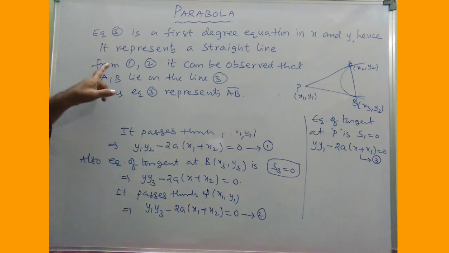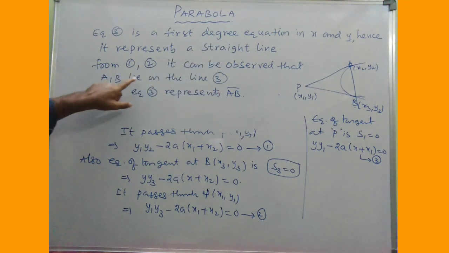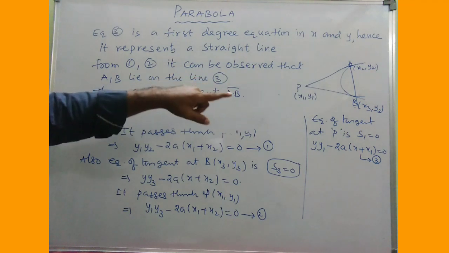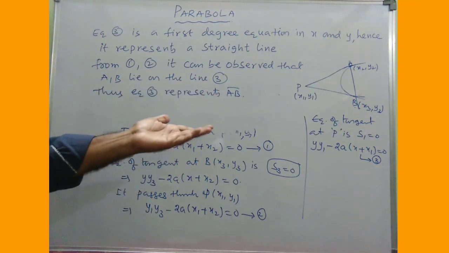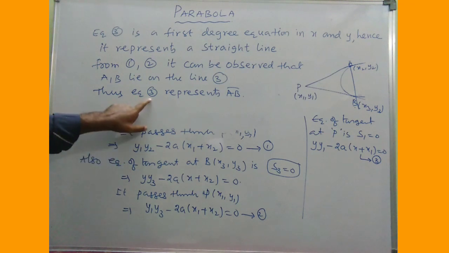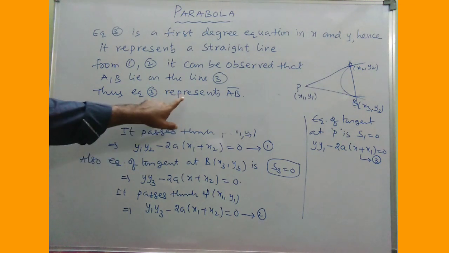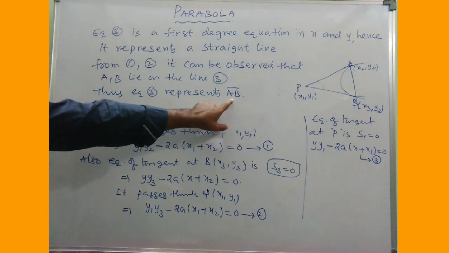And also it is observed from 1 comma 2, that A comma B lies on the line 3, isn't it? Now the tangent which is passing through P also passes through capital A and capital B. That means clearly equation 3 represents the equation of line AB bar, isn't it?